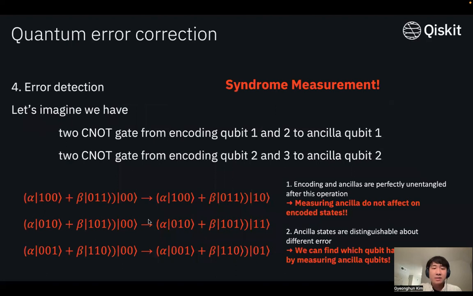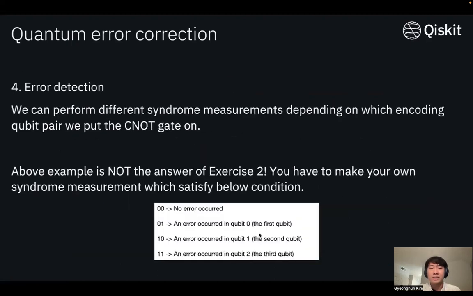But in my example, if you have a single bit flip error in the first qubit, then it's 1, 0. If you have a single bit flip on the second qubit, then it's 1, 1. And finally, for a single bit flip on the last qubit, the unselect qubit state is 0, 1. So it's different from this example. You have to write your own code and check whether your unselect qubits have these kinds of final states.